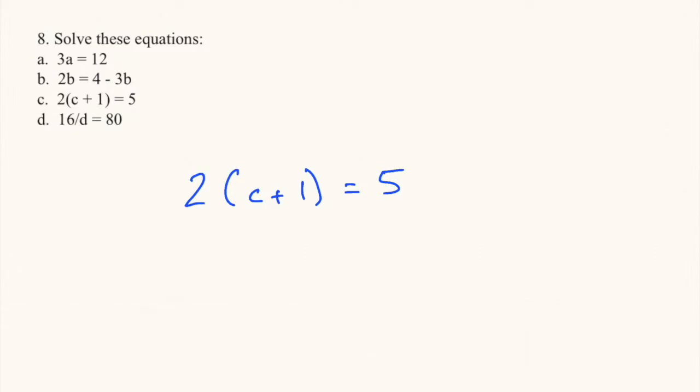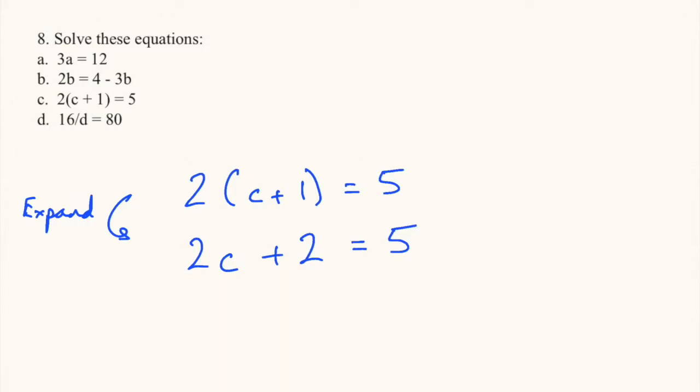So what I'm going to do is I'm actually going to expand the left-hand side. So I'm going to do 2 times c is 2c. 2 times plus 1 is plus 2. That's going to be equal to 5. So I've done an expand here. Next step is I've got 2c plus 2 equals 5.